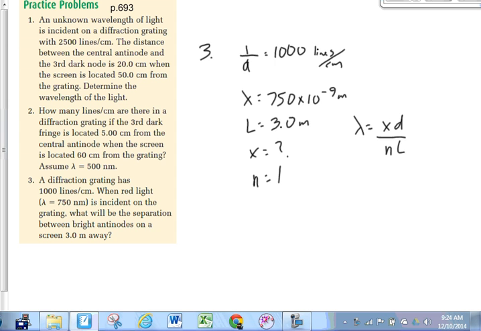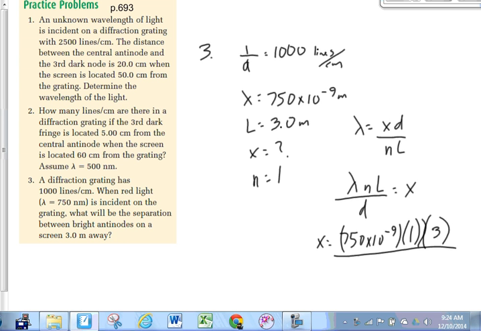Solving for x, lambda times n times L over d equals x. 750 times 10 to the minus 9, times n is 1, times L is 3, over d. D is 1 times 10 to the minus 3 over 1,000 centimeters, or it would be 1 times 10 to the minus 5 meters. What do we get for the value of x there? 0.225 meters.